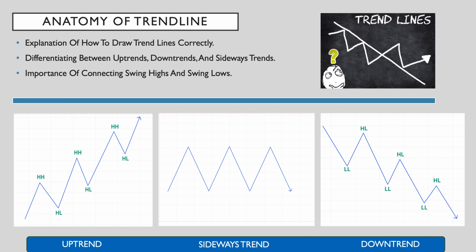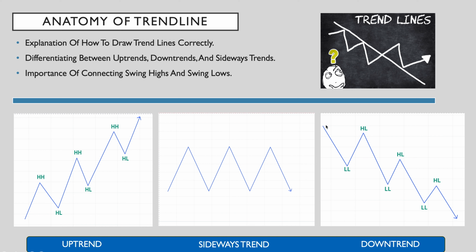And if the market goes down and creates a lower low, and then it goes up and creates a higher low, which is higher than the previous low, and then goes down and creates a lower low, which is lower than the previous low, you are in a downtrend. Guys, this is basically what a systematic uptrend and downtrend is.